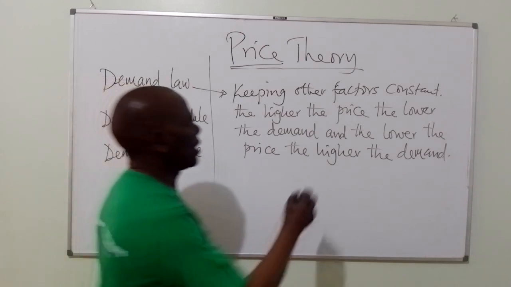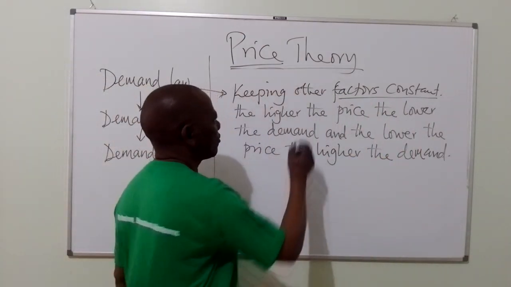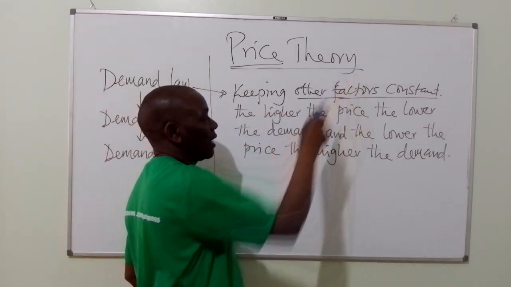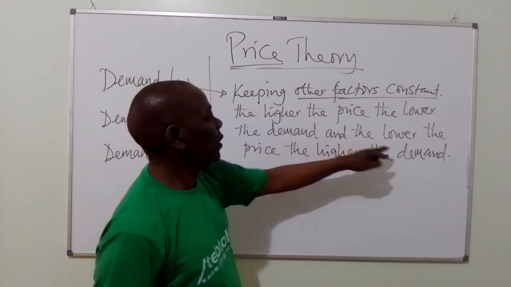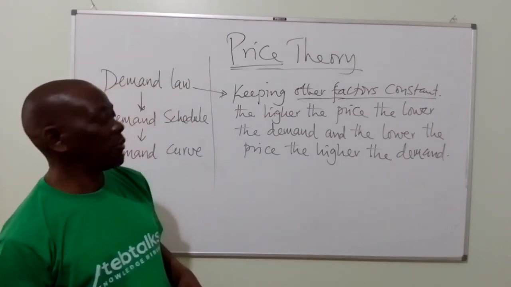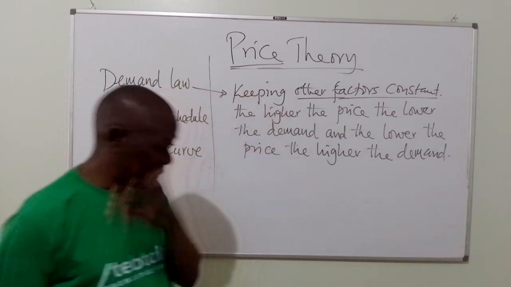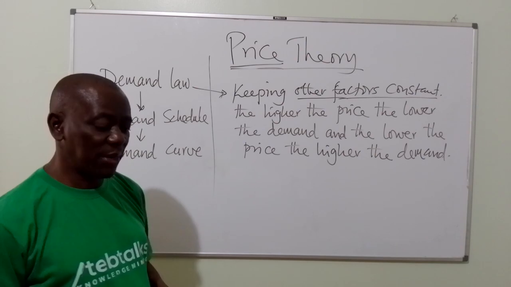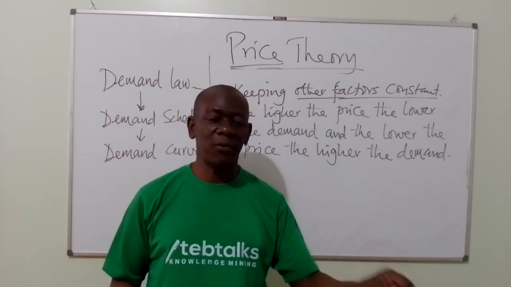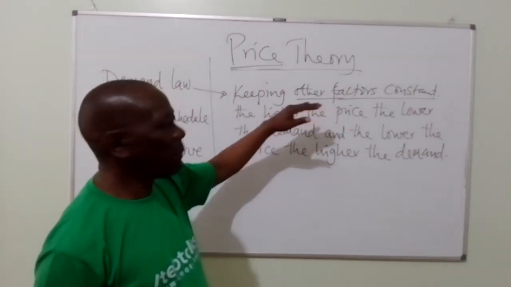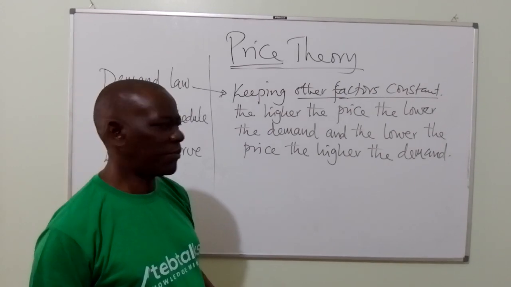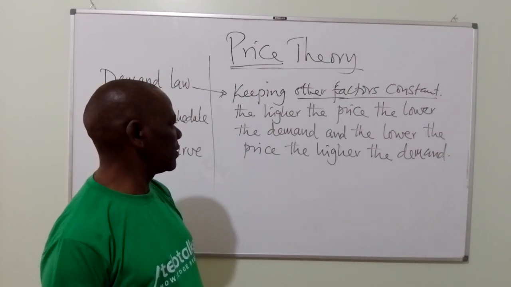Keeping other factors constant, this is very important. Keeping other factors constant, when the price is high, the demand will be low. When the price is low, the demand will be high. That is the demand law, and it is what we follow. And as I've already explained earlier, when you go to the market and you find prices low, where you needed to buy 5 kilograms, you end up buying 10, 15, because you have found the price low. So that is what we call the demand law. Ceteris paribus, that is keeping other factors constant. The higher the price, the lower the demand. And the lower the price, the higher the demand.